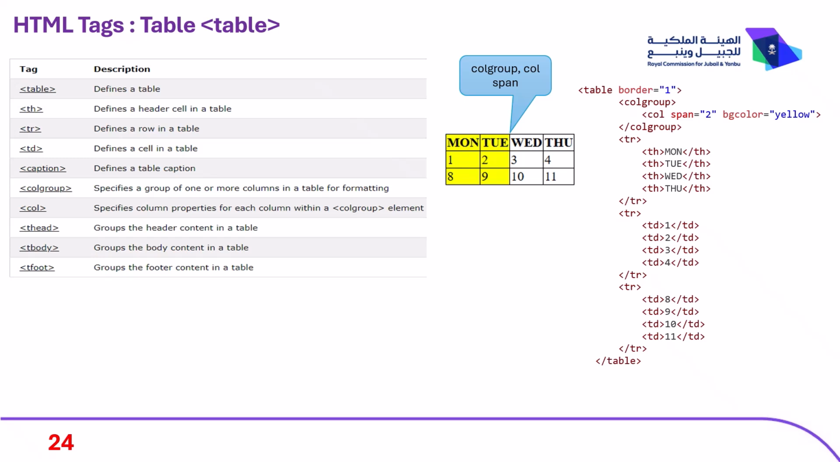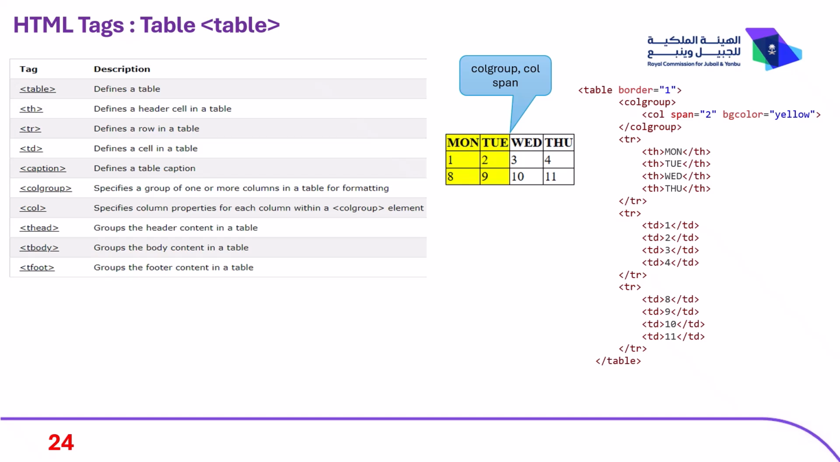Core structural tags. Table tag, the container for the entire table. Everything related to the table must live inside this tag. Table row tag defines a horizontal row of cells. You'll use one of these for every line of data you want to display. Table header tag, used for the first row or column to label the data. By default, browsers make the text inside bold and centered. Table data tag, the standard cell where your actual information lives. It must always reside inside a table row tag.